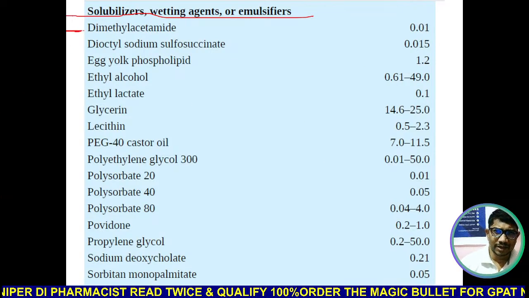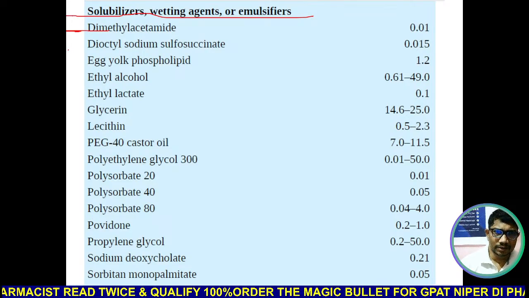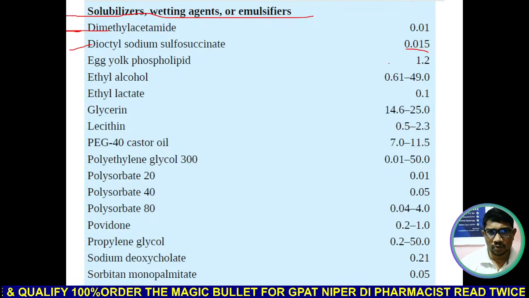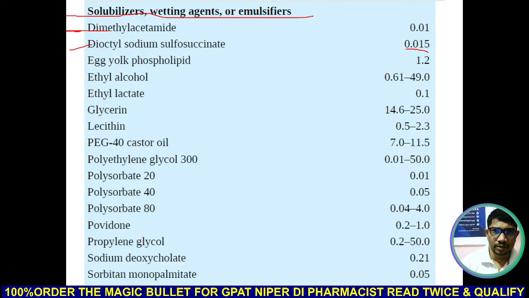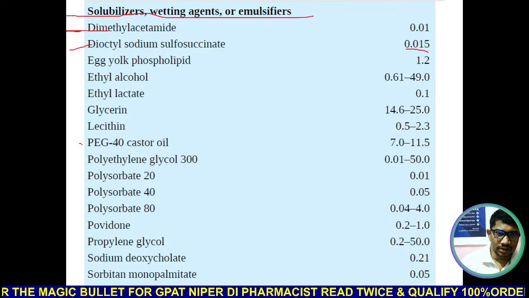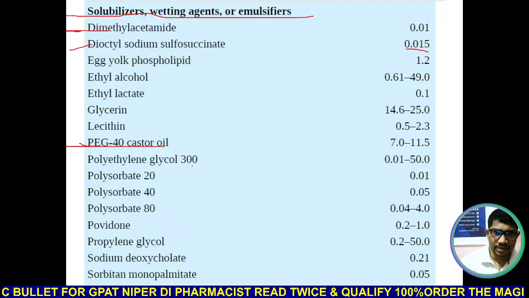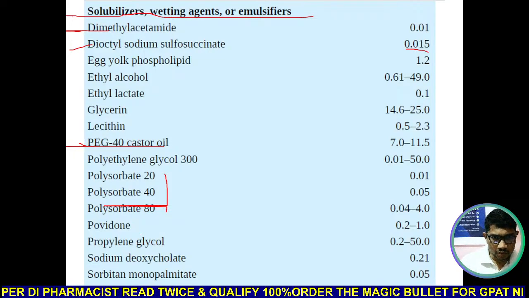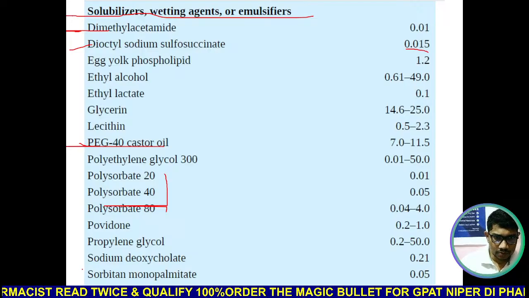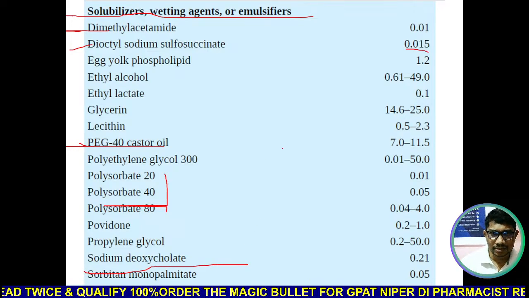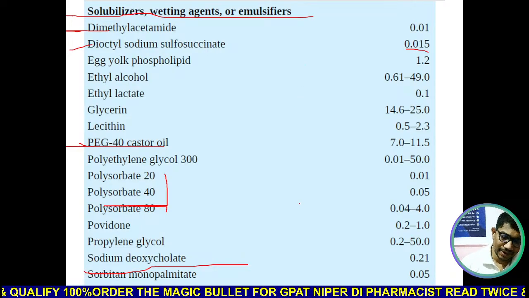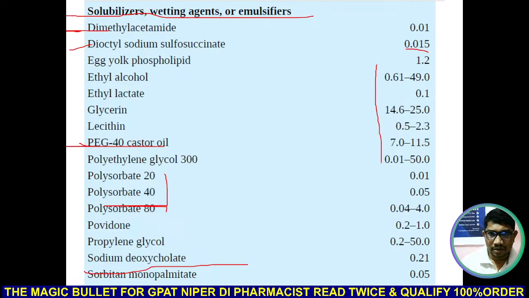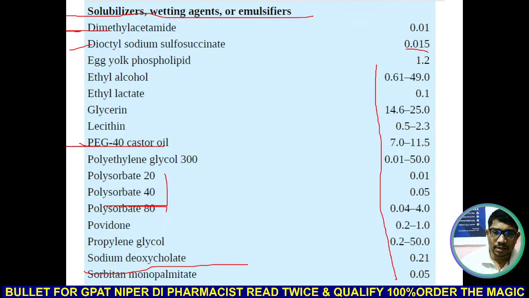also additives, so dimethyl acetamide 0.01 concentration, dioctyl sodium sulfosuccinate which is a surfactant in 0.015%, egg yolk, ethyl alcohol, ethyl lactate, glycerin, lecithin, polyethylene है ना, glycol 40, castor oil, PEG 300, polysorbate 80 40 20, povidone, propylene glycol, sodium deoxycholate, sorbitan monopalmitate, so they all are used as either solubilizer, wetting agent or emulsifying agent. Concentration, no need to remember the concentration, actually this table is given in the Leon Lachman in industrial pharmacy.